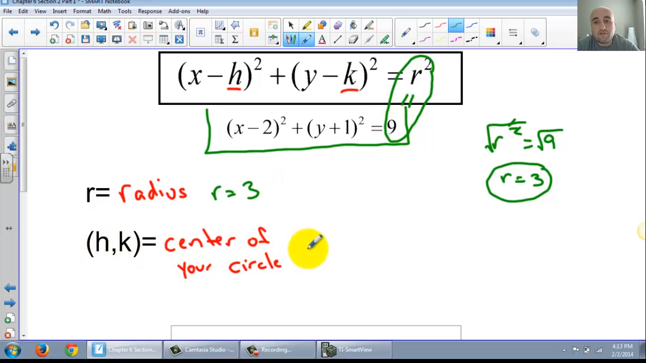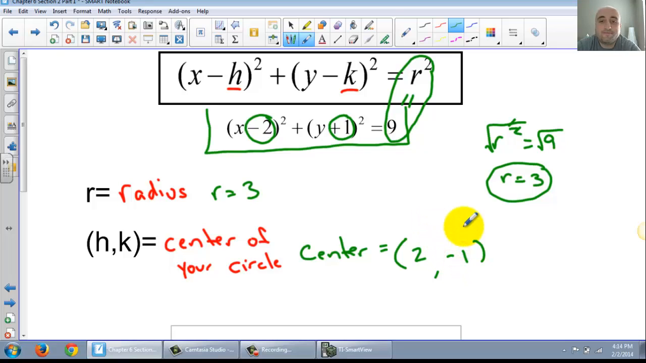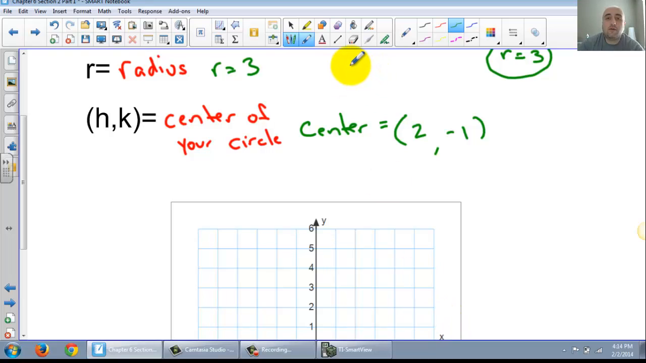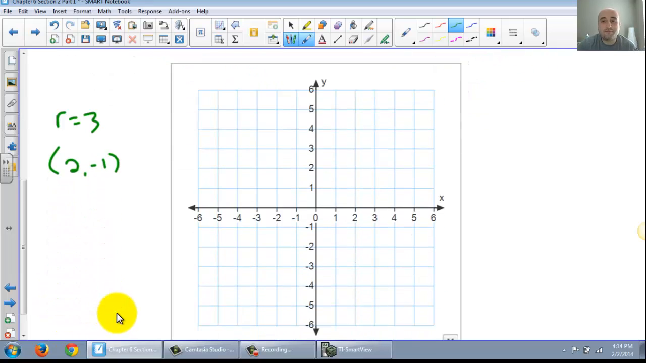Now let's look at the center of our circle. We use these two numbers to get our center. And hopefully you remember from our quadratic chapter that you always use the opposite sign. So if it says x minus 2, you're going to use positive 2, and if it says plus 1, you're going to use negative 1. So there are the two pieces of very important information that you have. r equals 3, so I'm going to write this down here. And our center is (2, -1).